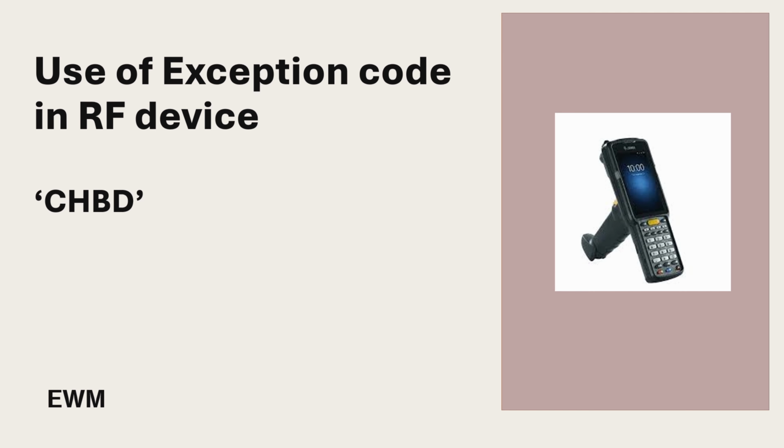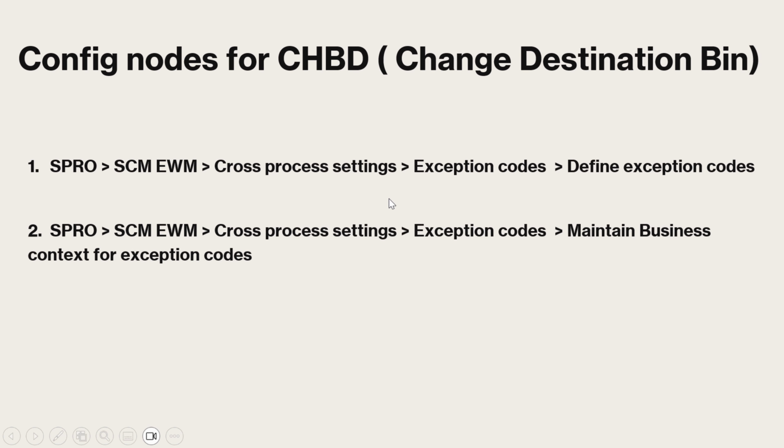Let's go to the next slide. So these are the two config nodes for CHBD exception code. CHBD stands for change destination bin, and we can maintain this configuration by going to the EWM node, then cross process settings and exception codes, and under exception codes we need to maintain this node. Similarly, under the same exception code we have to maintain business context for exception codes. These two things we need to maintain.